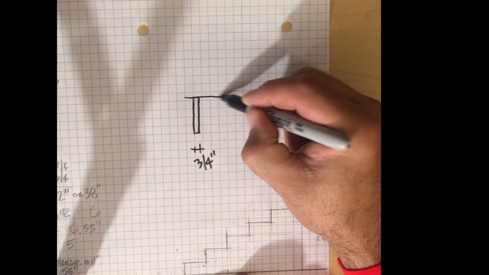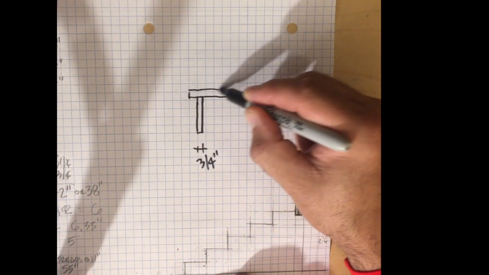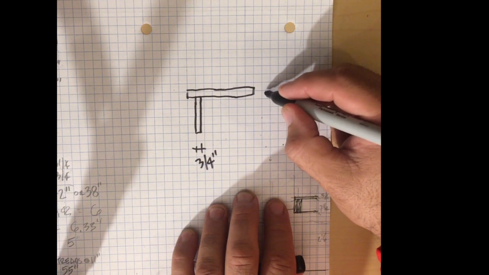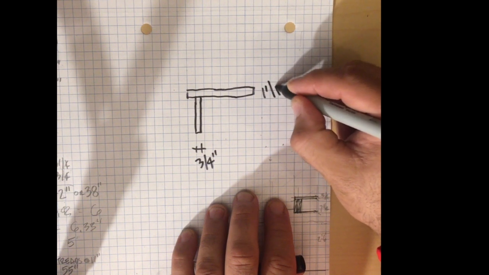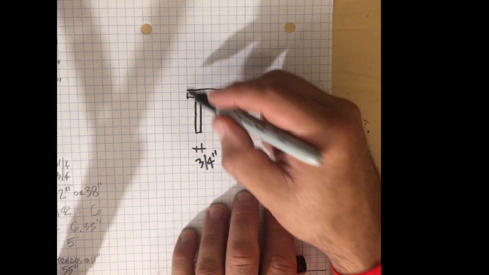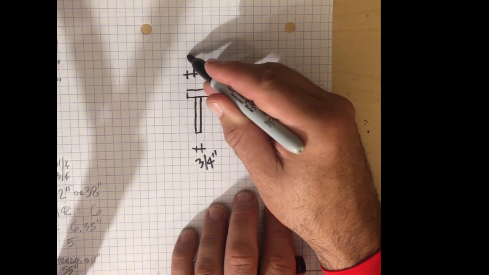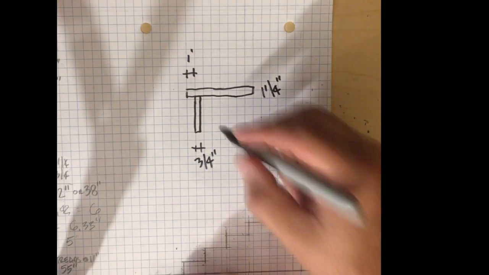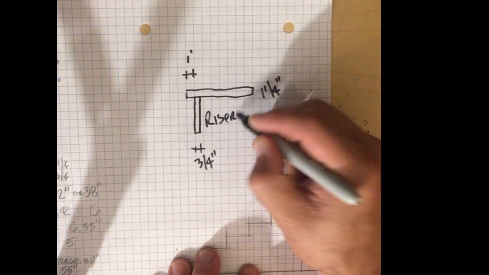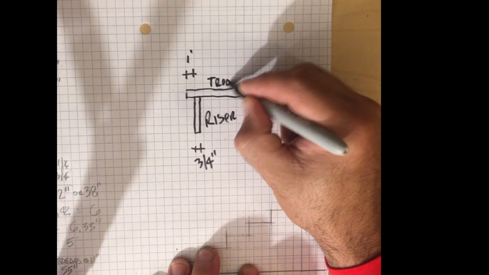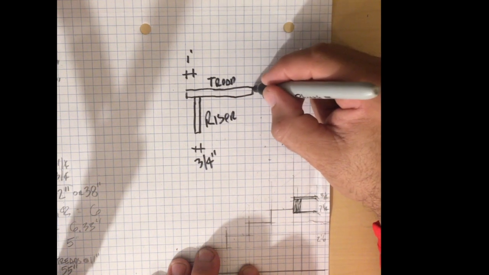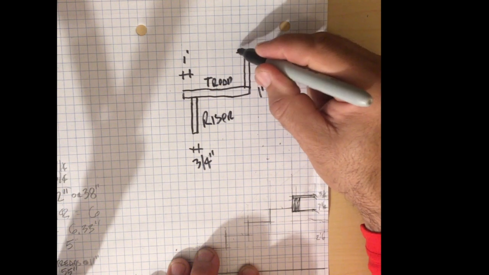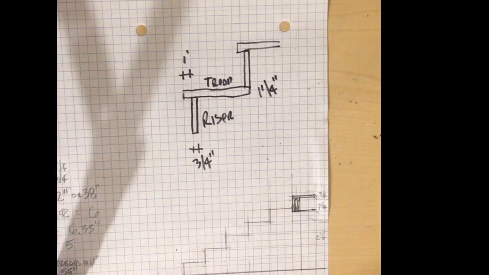And I also wanted to show that our tread would be typically 1.25 inches thick, and that it would overlap 1 inch. So that's going to be our nosing. And so this is going to be our riser. It's going to be our tread. And then we would have our next riser and our next tread. Keep going accordingly.